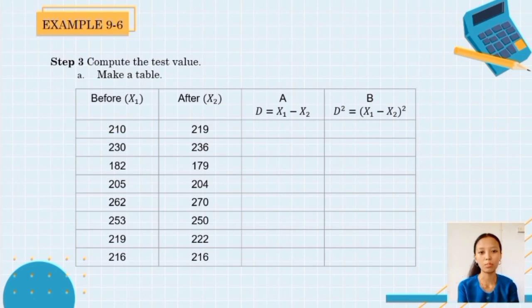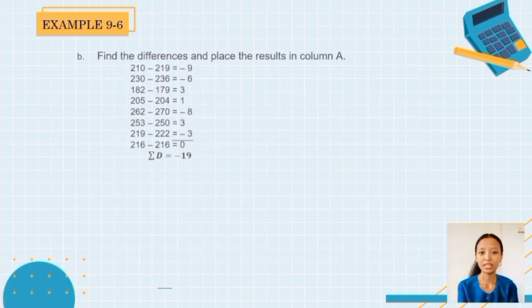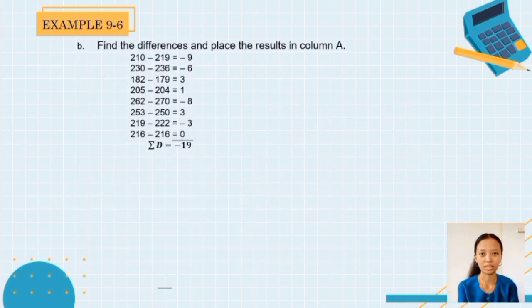The second column is the after weights of the athletes. And the third column, or column A, is the difference between the before weights and the after weights, or X sub 1 minus X sub 2. And the fourth column, or column B, is the square of our differences between the before weights and the after weights. Next step is to find the differences.